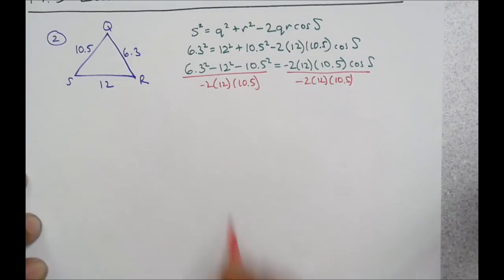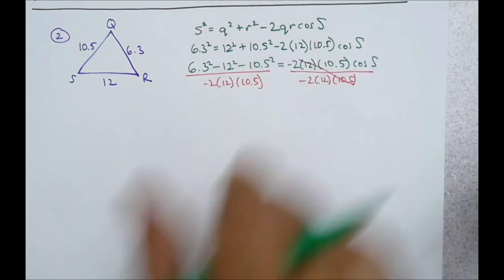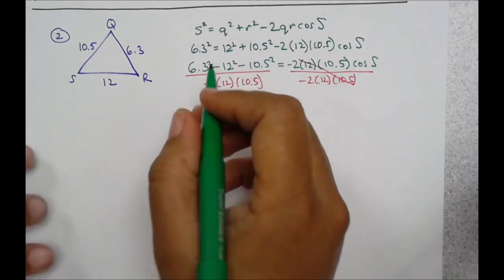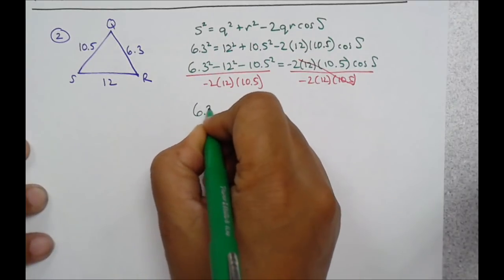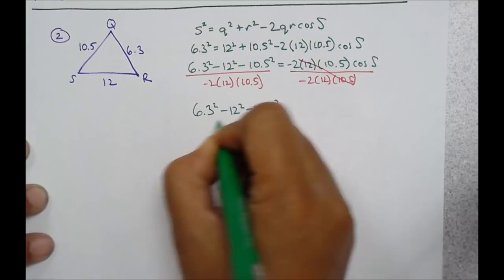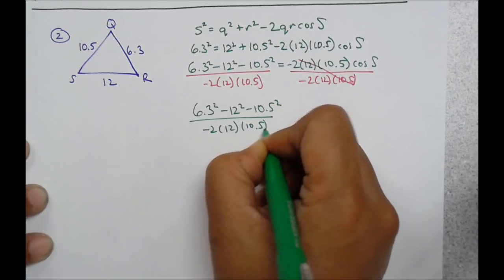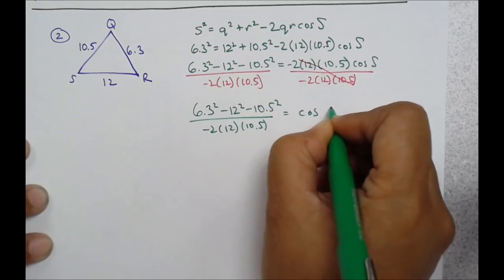All right, and then this cancels out. And so we have... All right, back into light. Okay, so we have 6.3 squared minus 12 squared minus 10.5 squared all over negative 2 times 12 times 10.5. And this equals cosine of S.